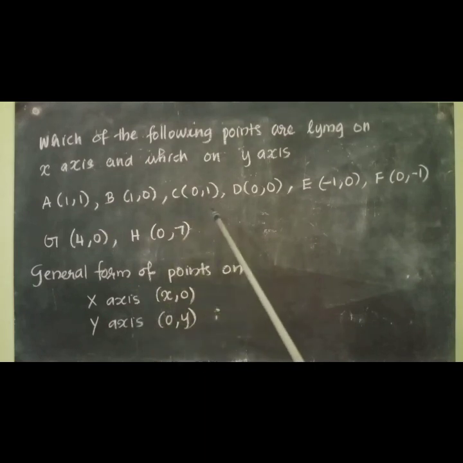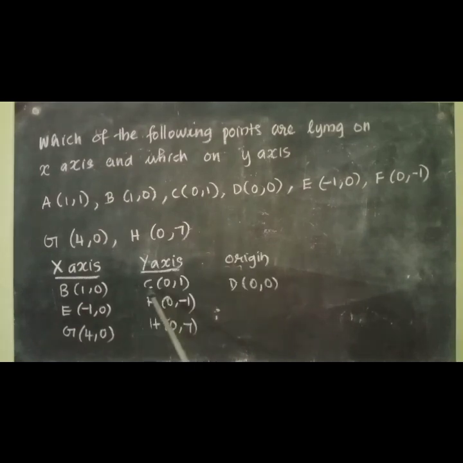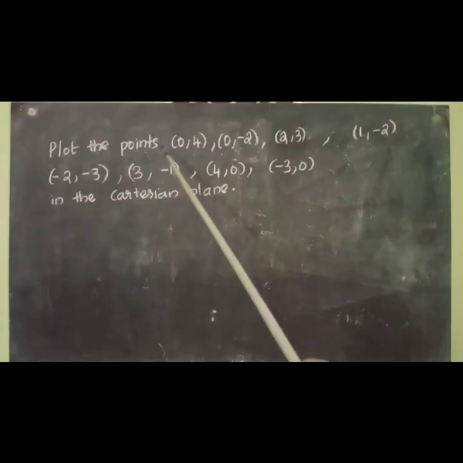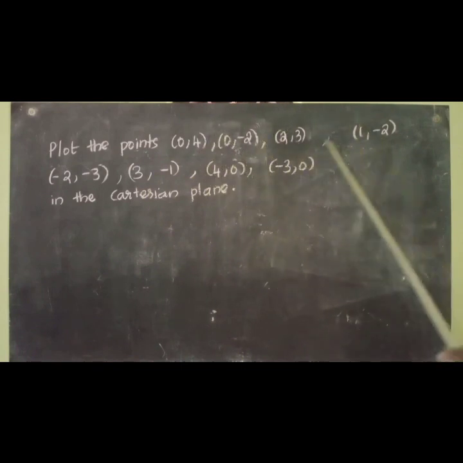So, you first identify the points on the x-axis. The points on the x-axis are B (1, 0), E (-1, 0), G (4, 0), because all these points have a y-coordinate 0. Now we can find out the points on the y-axis. The points are C (0, 1), F (0, -1), H (0, 7). Here all x-coordinates are 0. Here you can see one point D (0, 0). It is the origin.